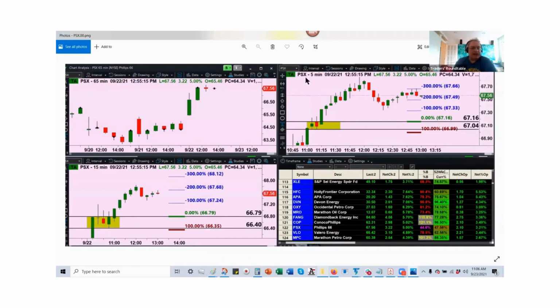Here's another one, PSX, and I actually identified 2 levels that I liked in 2 different price lenses, the 5-minute and the 15-minute. Here was a level sitting at just above $67, and then here's one that was lower on the 15-minute level. Depending on what was going to happen, I was either going to take a trade here or be more patient and wait for it to come down here. Both of these are quality levels in their own way, contextually. These are both nice levels. So this was the other thing I was looking at.